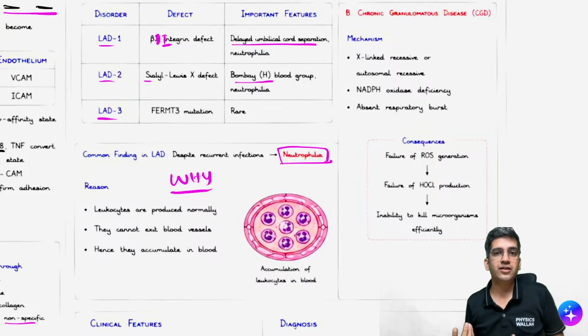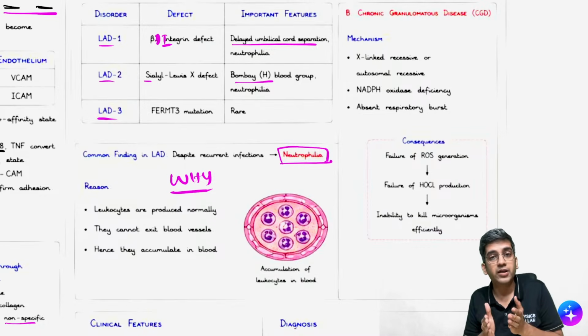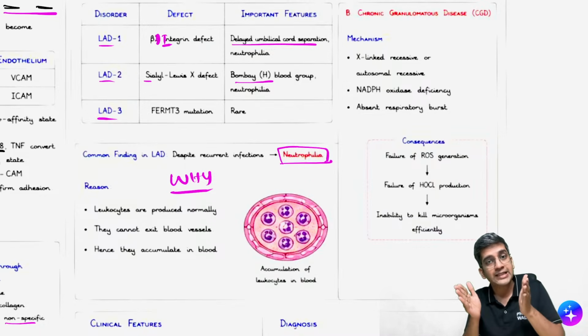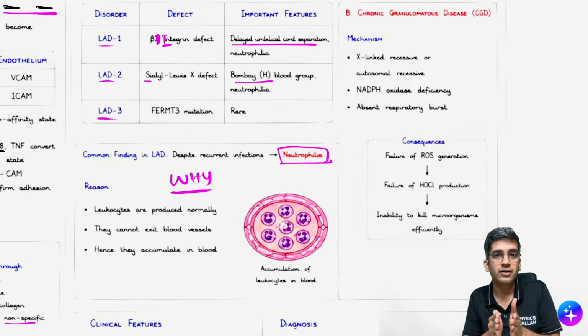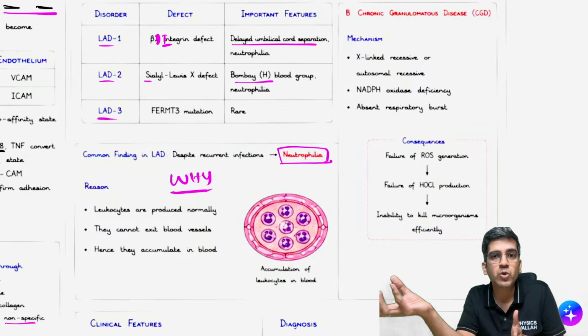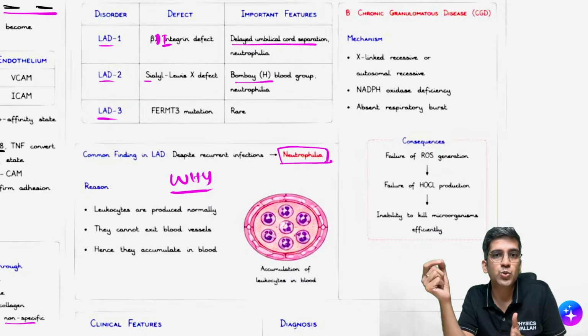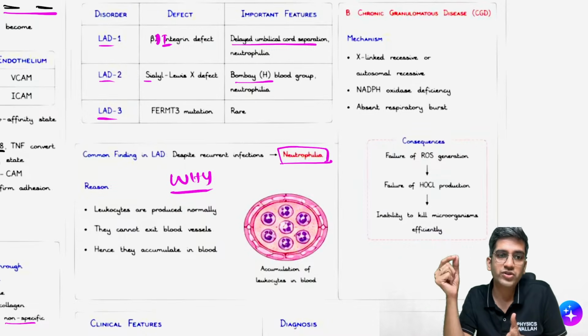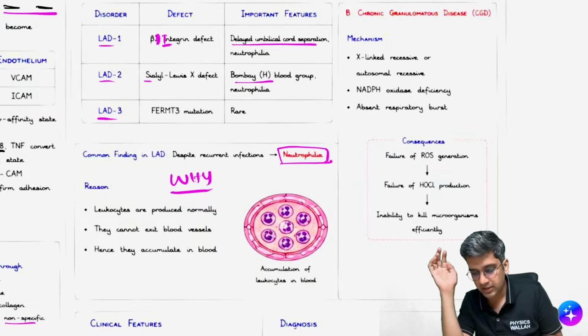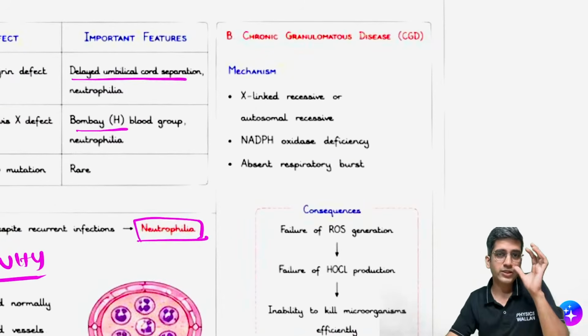So where will they stay? They'll stay inside the blood. So the amount of WBC inside the blood will keep on increasing, but the WBC will not be there at the site of infection. That's why I have neutrophilia in case of leukocyte adhesion deficiency. Clear? Perfect.